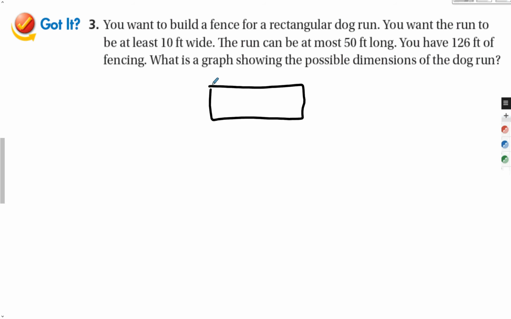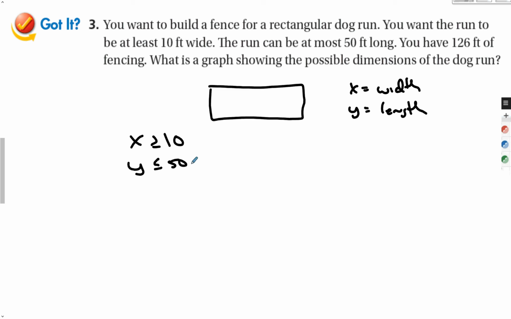run around. You want the run to be at least 10 feet wide, so let's call x the width, and y is going to be the length. So we want x to be at least, so that means it's going to be greater than or equal to 10. Y can be at most 50 feet long, so we want that one to be less than or equal to 50. And we have 126 feet of fence.